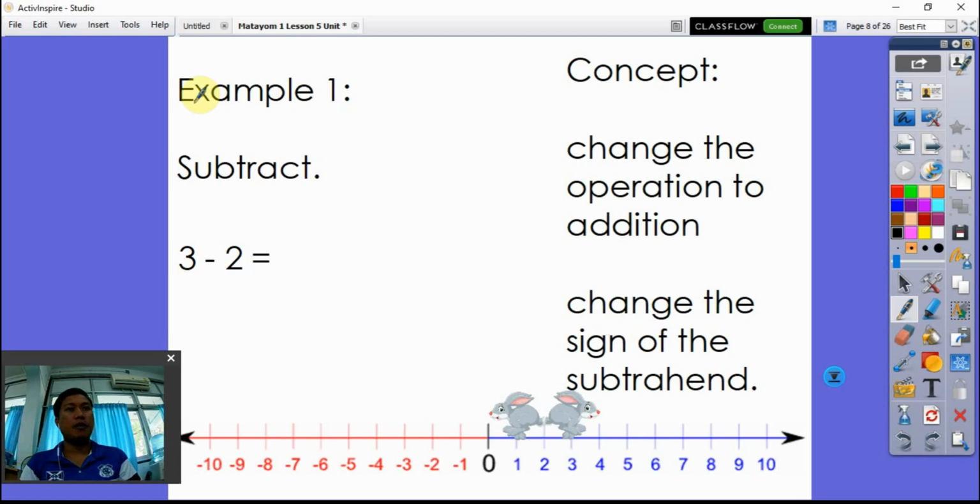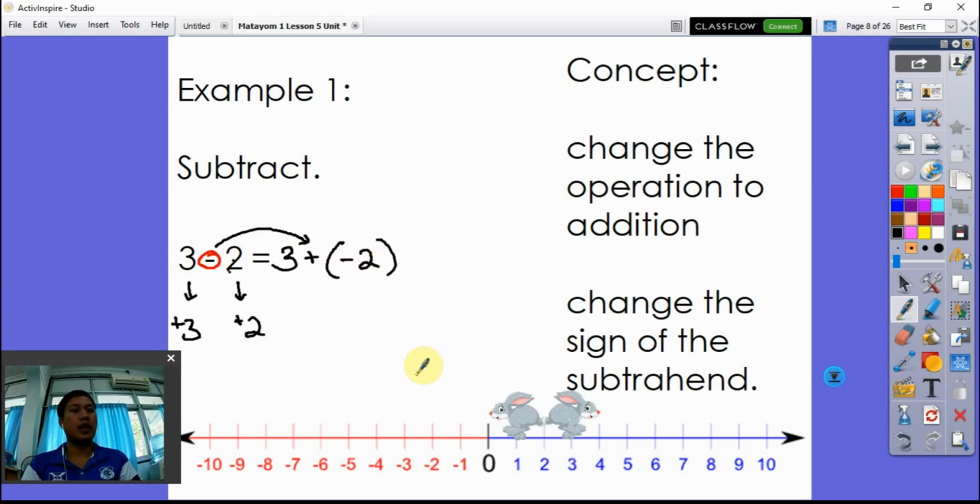Now for our example number 1, we're going to subtract 3 minus 2. The 3 here is positive 3, the 2 here is positive 2. Change the operation to addition. So the operation here is subtraction, and we're going to change the operation into plus, or addition. Next, the 2 here, change the sign of the subtrahend. The 2 here is a positive number. So we will change positive 2 into negative 2. And you have 3 plus negative 2.